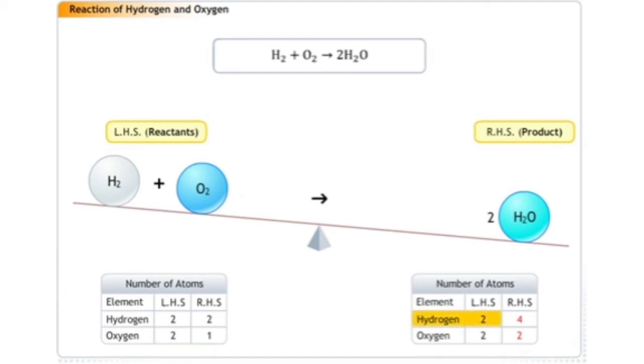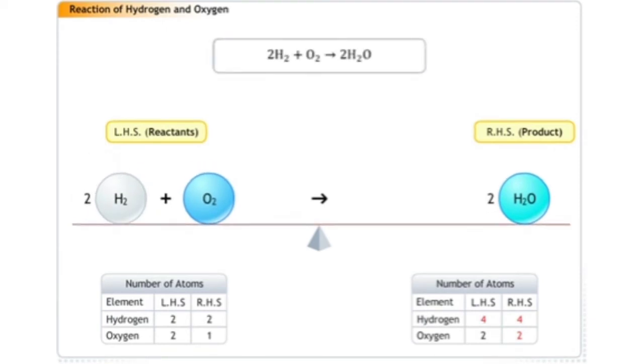Thus, there is an imbalance in the number of hydrogen atoms. To balance the hydrogen atoms, place the coefficient 2 on the left hand side of the hydrogen on the reactant side. Now, let's take a look at the final equation. The atoms of each element on the left hand side and on the right hand side of the equation are now balanced as per the law of conservation of mass. According to the final balanced equation, 2 molecules of hydrogen react with 1 molecule of oxygen to form 2 molecules of water.